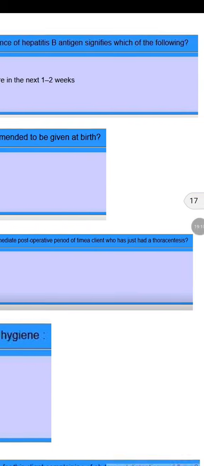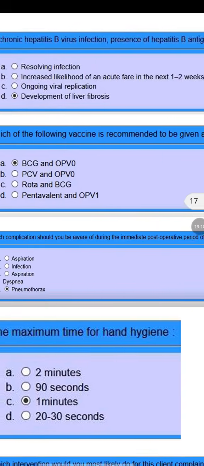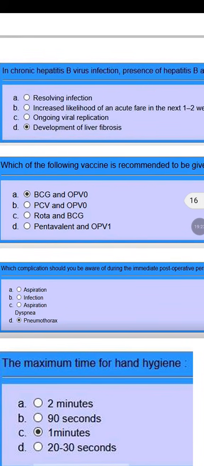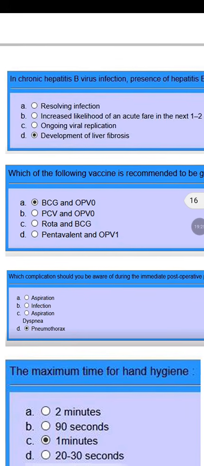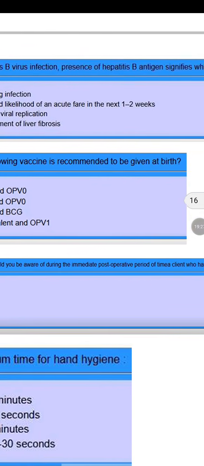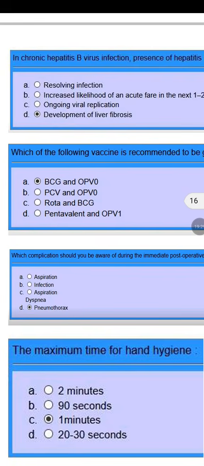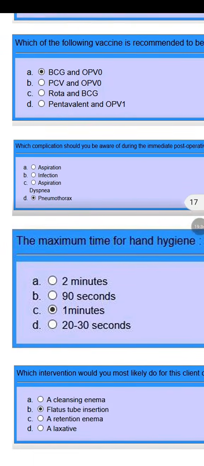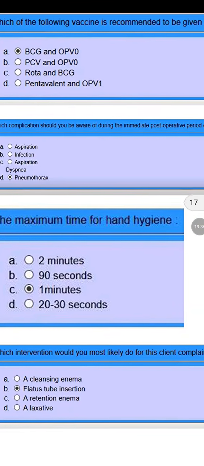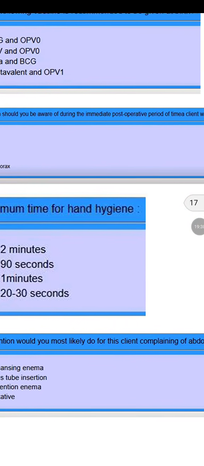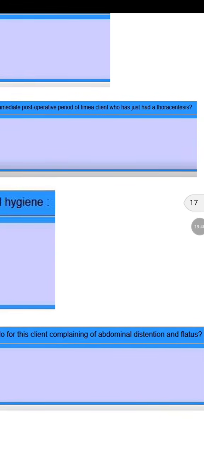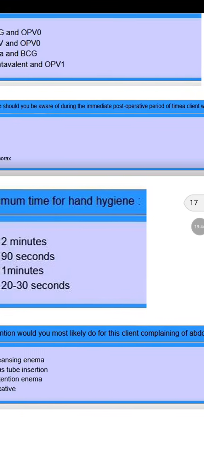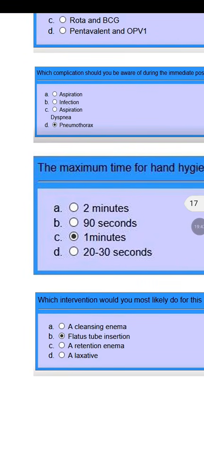Which of the following is hepatitis B? Ongoing viral replication. Which of the following vaccine is recommended to be given with BCG and PCV or PV0? What combination should be given in the immediate post-operative period of time? Pneumothorax.